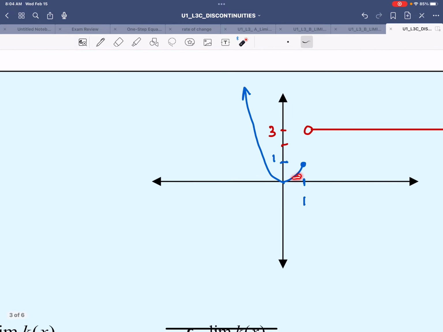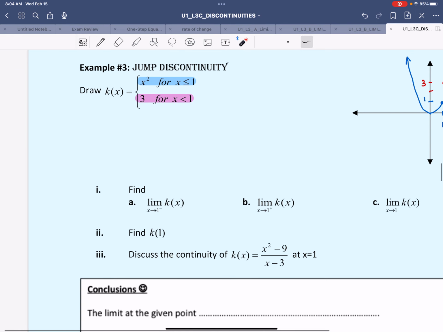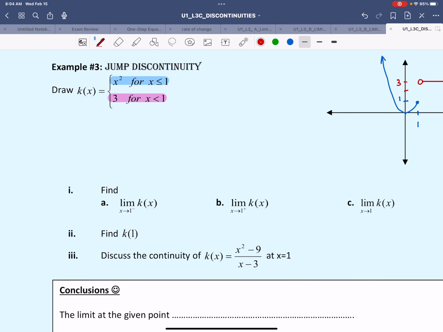So when you approach 1 from the left-hand side, the values of y, let's try to reach out for the graph, are approaching the number 1. So we're going to say that 1 from the left will give a limit of 1.